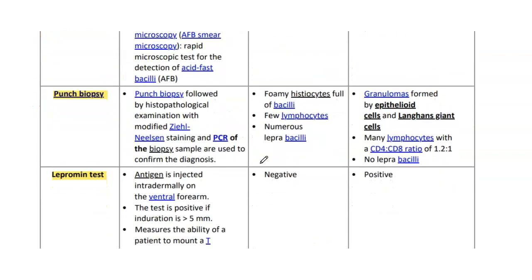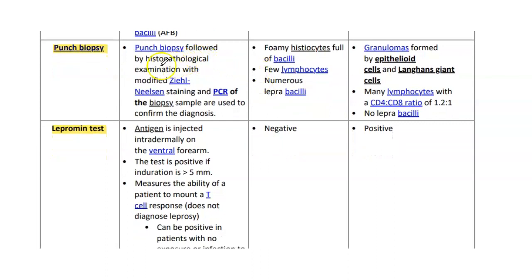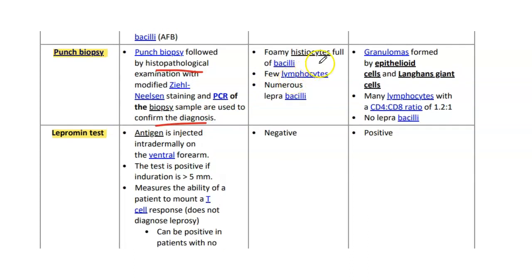Then we have punch biopsy. Punch biopsy is followed by histopathological examination with modified Ziehl-Neelsen staining and PCR of the biopsy, used to confirm the diagnosis. In lepromatous on punch biopsy we will have foamy histiocytes full of bacilli. There will be a lot of bacilli and few lymphocytes, and numerous lepra bacilli. While in tuberculosis we will have granulomas formed by epithelioid cells and Langerhans cells. There will be many lymphocytes with a CD4 to CD8 ratio of 2 to 1 and there will be no lepra bacilli. Here we have numerous lepra bacilli and few lymphocytes; here we have many lymphocytes with no lepra bacilli.